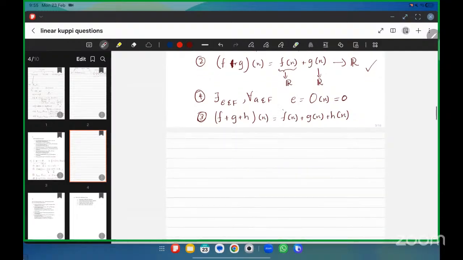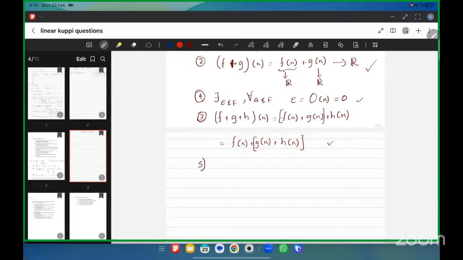So we can add these two first, f(x) plus g(x), plus h(x). We can get the proof, but for addition it is associative, right? They are also real numbers, and the three of them are real numbers, so we can shift the brackets. So the third condition is okay, and the fourth condition is okay.